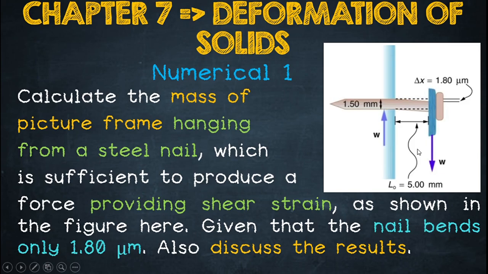Basically we have to find the value of the mass of this picture frame which is making this nail bend at a distance of 1.80 micrometer. This distance is very small, so we cannot observe it by naked eye, but it is given to us that the bending in the steel nail is 1.80 micrometer. The original length, or you can say the value of y, for the steel nail is 5 millimeter, and the diameter is given to us, it is 1.50 millimeter. We have to determine the mass of the picture frame.